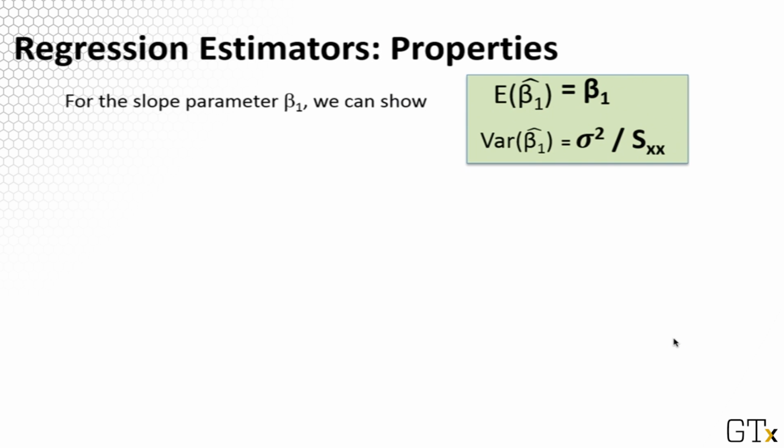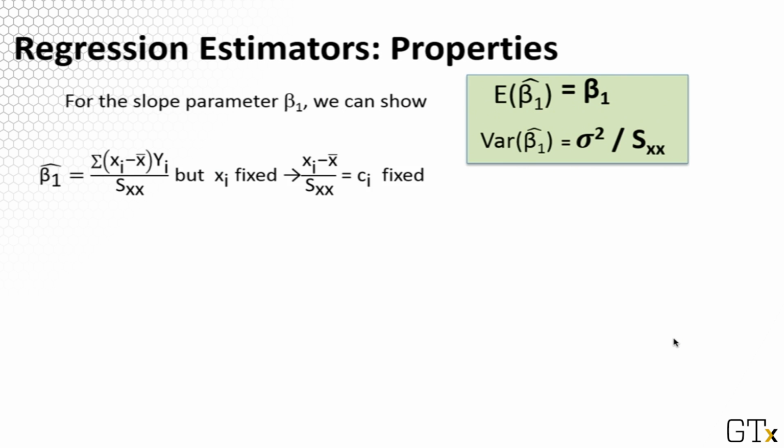For example, the expectation of beta 1 hat is equal to beta 1, the true parameter. And the variance of this estimator is sigma square over SSX. I'll show you a brief derivation of the expectation of beta 1 hat, and you can use the same sequence of derivations for the variance of beta 1 hat.